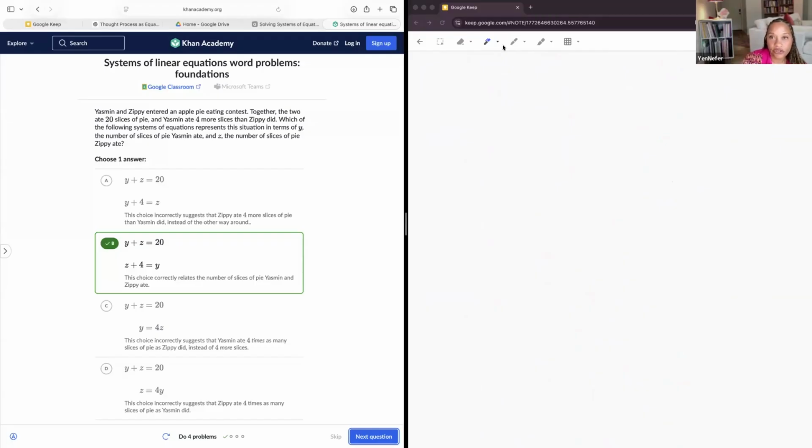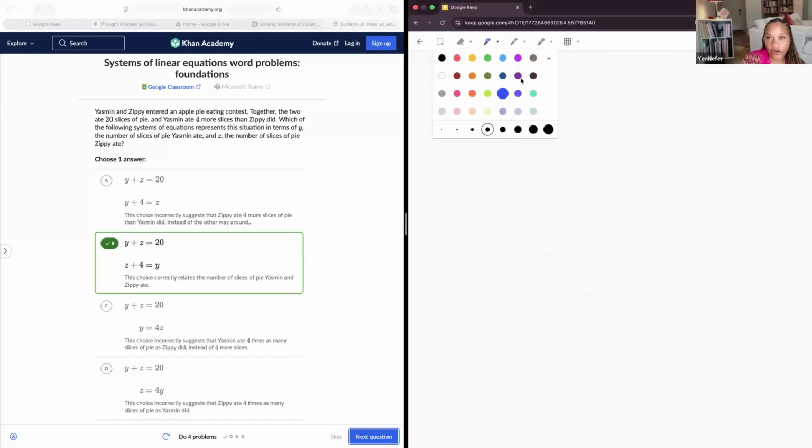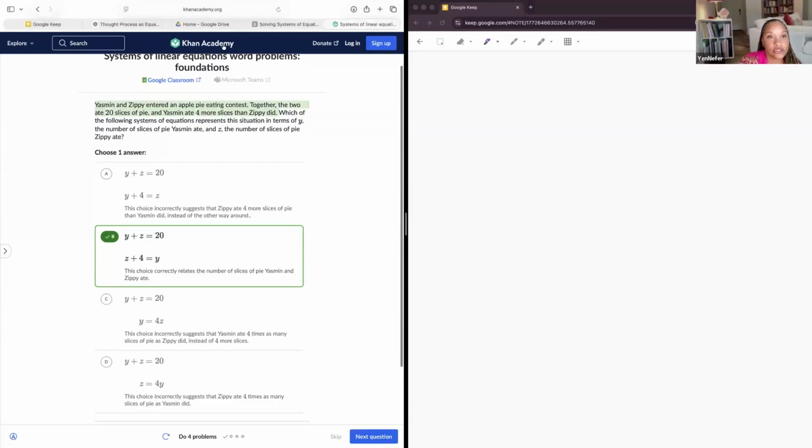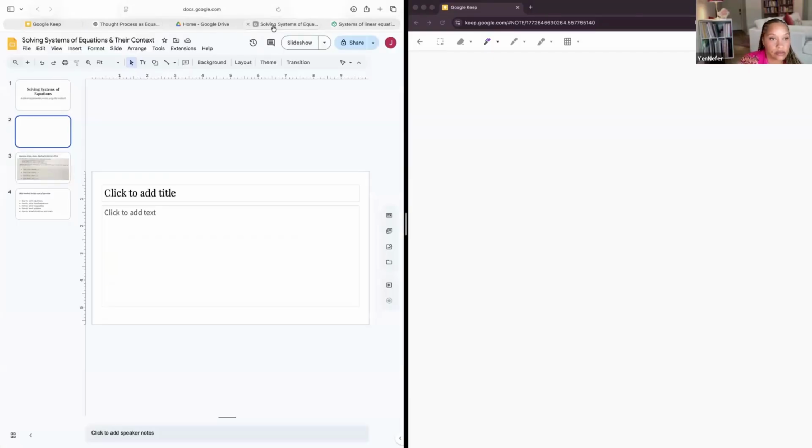But what if you took this problem and we were not given the information that Yasmin's going to be Y and Zippy's going to be Z? What if you were just given the first part, the scenario, without the answer choices, which means you were given this information and you had to derive your own equations from this?